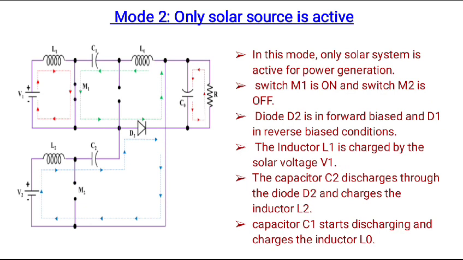In mode 2, only solar source is active. In this mode, only solar system is active for power generation. Switch M1 is on and switch M2 is off. Thus, diode D2 is in forward biased and D1 is in reverse biased condition. The inductor L1 is charged by the solar voltage V1. The capacitor C2 discharges through the diode D2 and charges the inductor L2. Capacitor C1 starts discharging and charges the inductor L0.